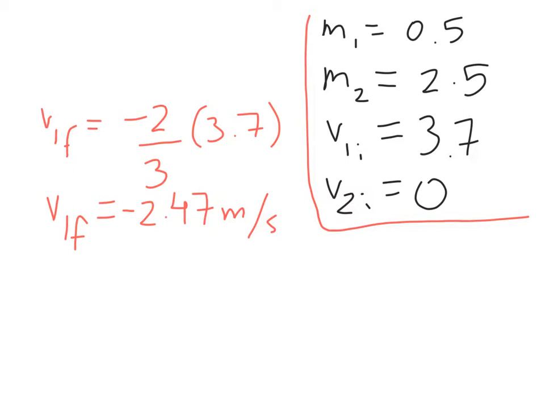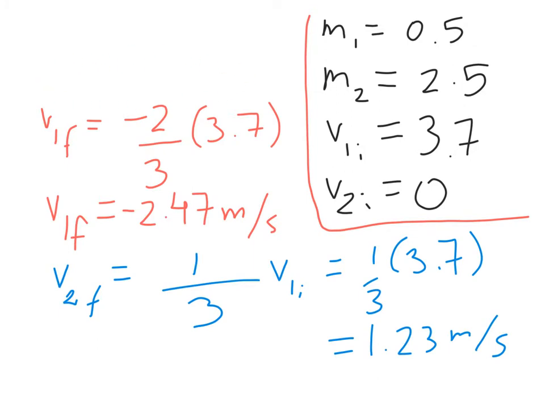Similarly, examining the equation for v2 final, we see that the second term disappears because v2 initial is 0, and the first term simplifies to 1/3 v1 initial, which is 1.23 meters per second. This is a simple example of applying these equations to see the result of the elastic collision.